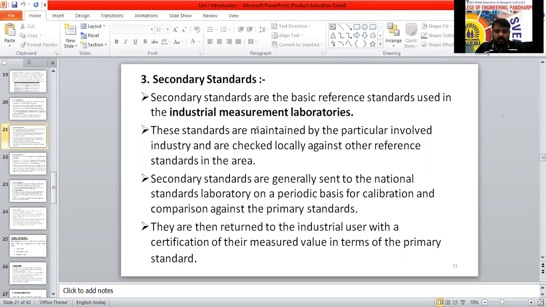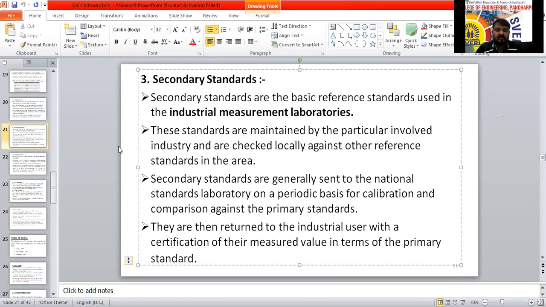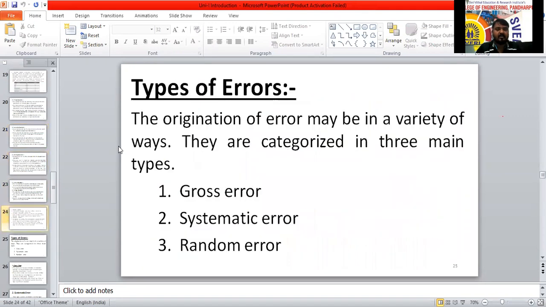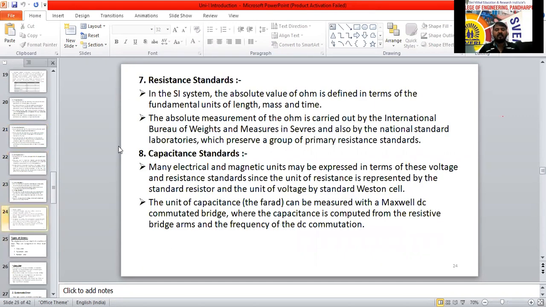The next concept we'll go for is errors. When we are measuring something, not everyone will get the correct answer every time. What are the possible errors, the possibility of mistakes, that we are going to discuss in the next class.